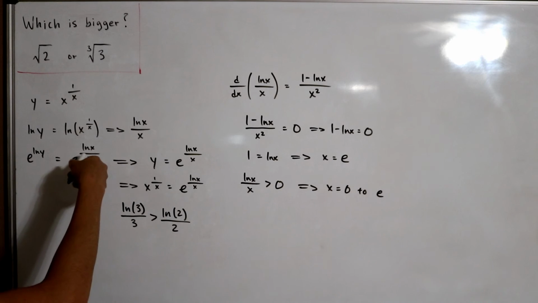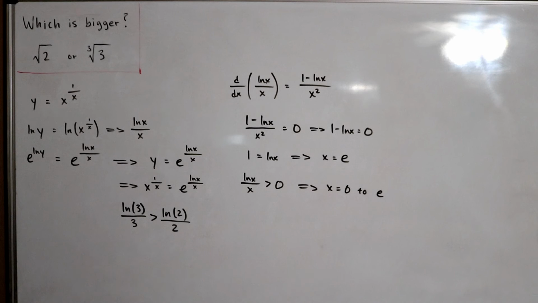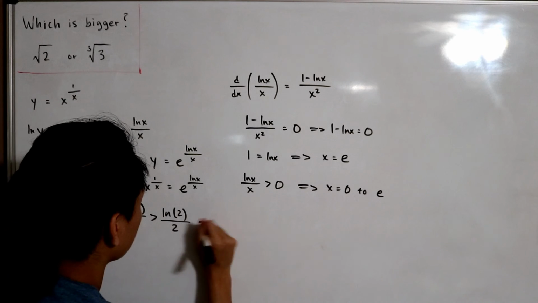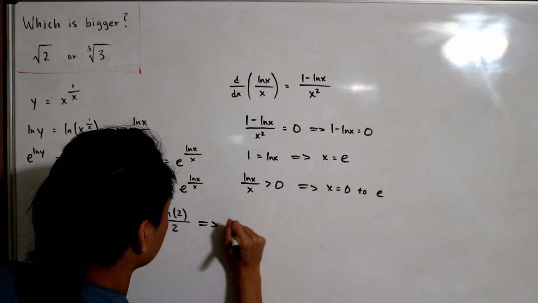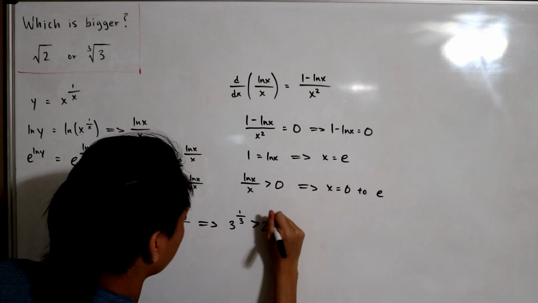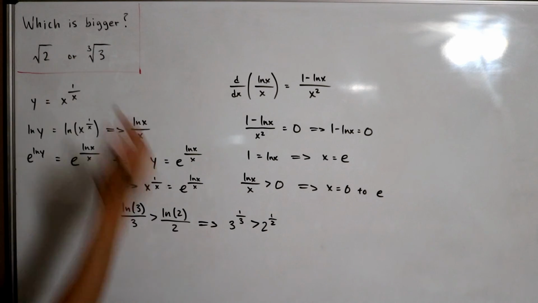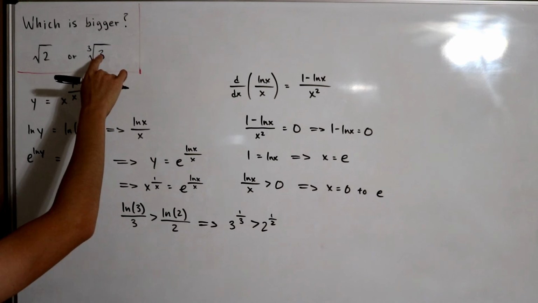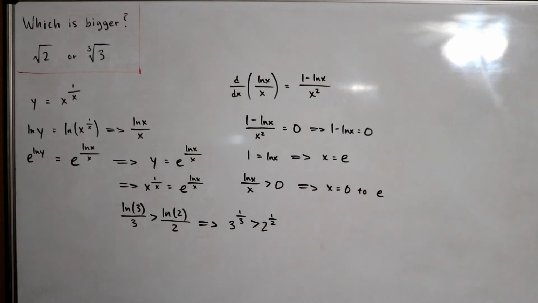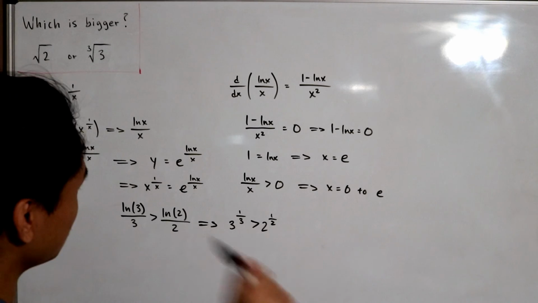And that means, if I take the e base, that would imply that 3 to the power 1 over 3 is strictly greater than 2 to the power 1 over 2, which is exactly just rewritten in this form, and we've shown that the cube root of 3 is bigger than the square root of 2. And there's also another way that we can show this, the easier way.